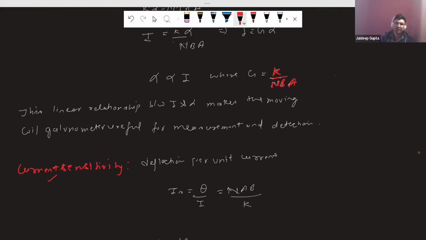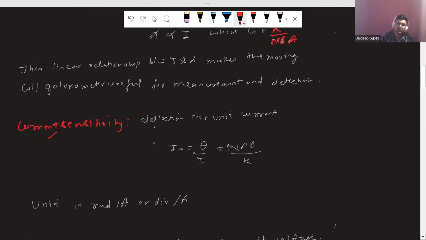Now, current sensitivity means deflection per unit current. Theta is the deflection and I is the current, so the formula is NBA over K. Just remember this formula and write it in your notebook. Current sensitivity is theta over I, that is deflection per unit current, which equals NBA over K. The SI unit is radian per ampere or division per ampere.